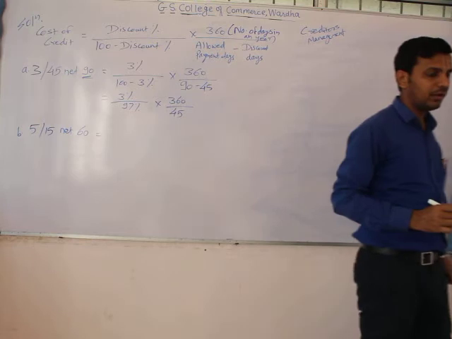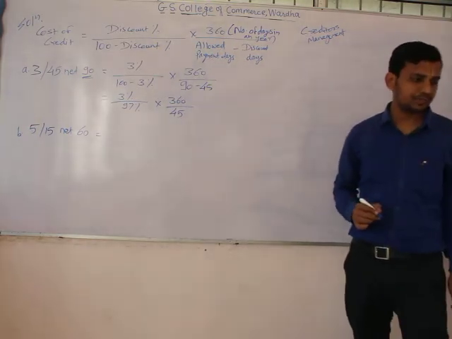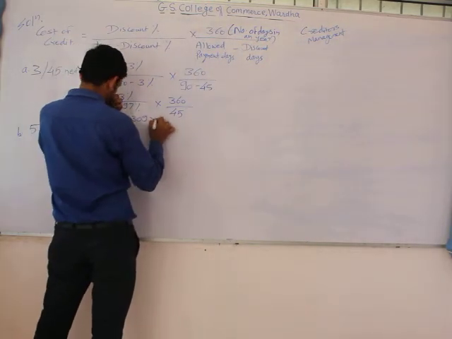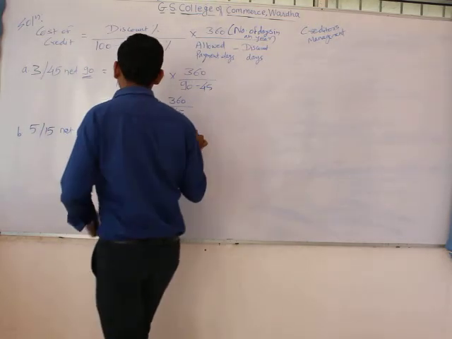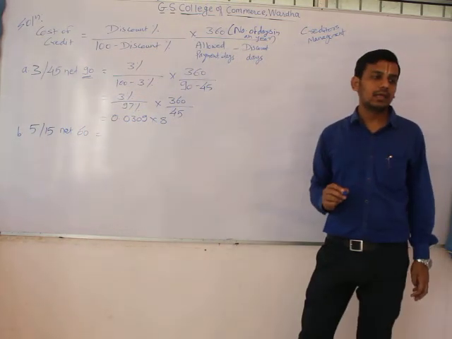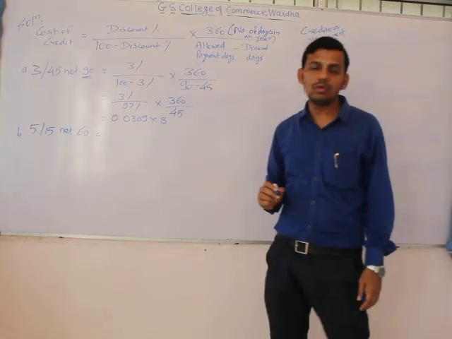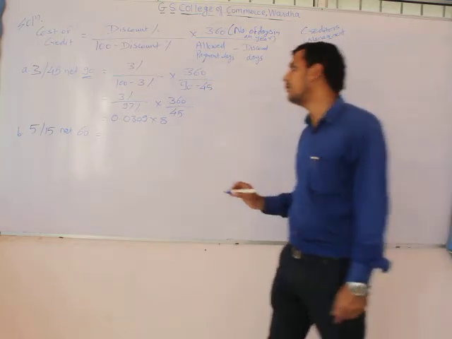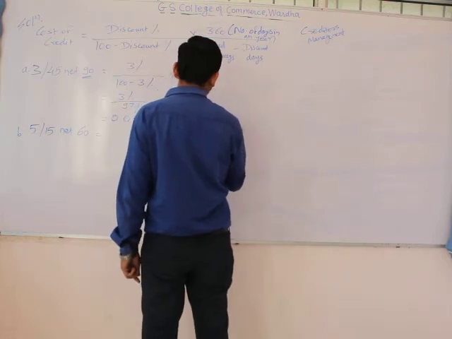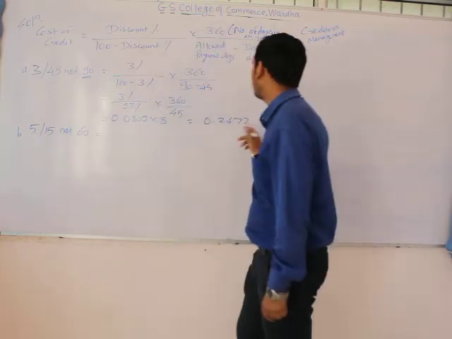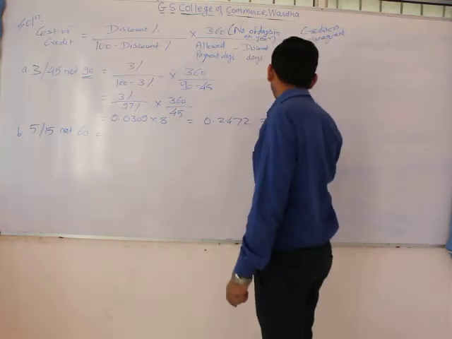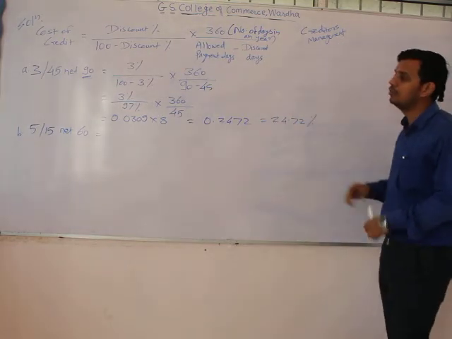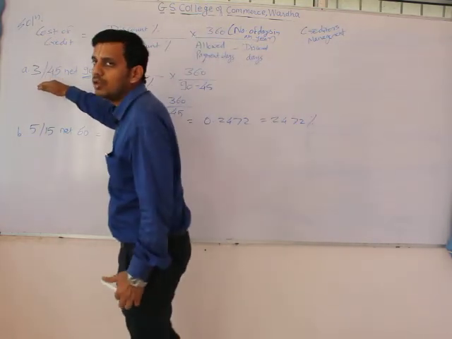We would simplify it. It would be 0.0309 multiplied by 8. Then further simplifying it, we would get 0.2472. That is the cost, and as it is expressed in percentage, it could be written as 24.72%. This is the cost when we are using the proposal of 3/45 net 90.